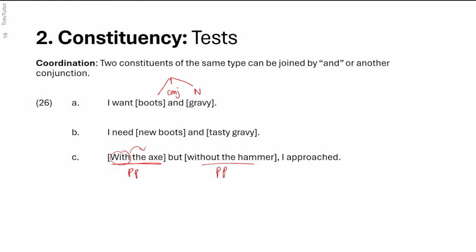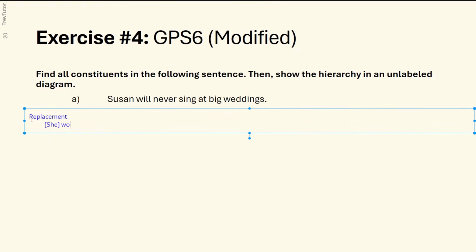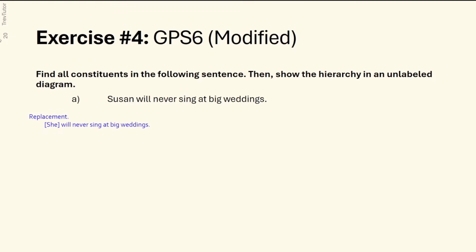So with that being said, let's figure out what the constituents are for Susan will never sing at big weddings, and then try to draw a hierarchy for it. So just to see which words combine with which and in which order. There's a lot of things that we can do. So let's do replacement. We have, she will never sing at big weddings. So because of this, we know that Susan is going to be a constituent.